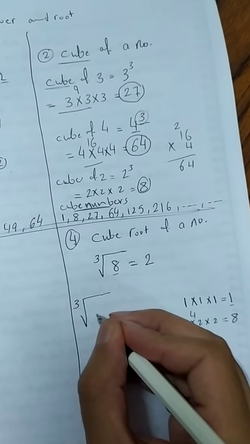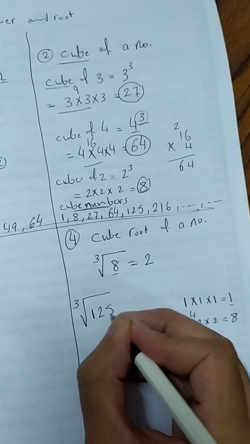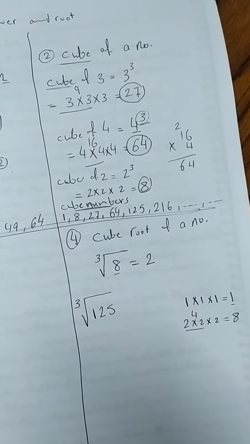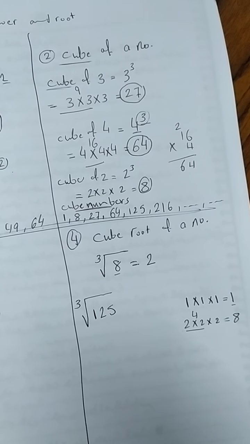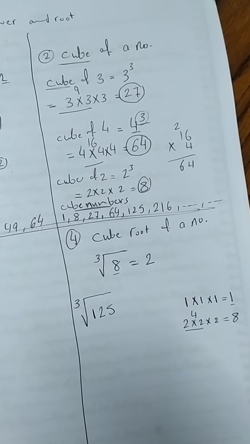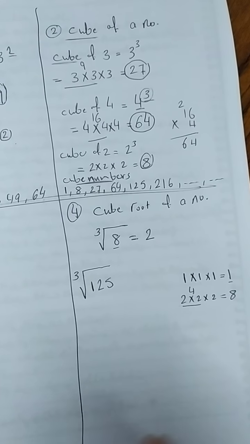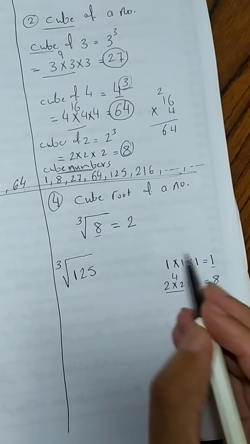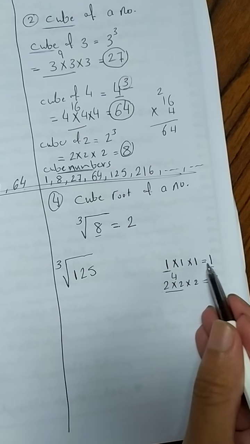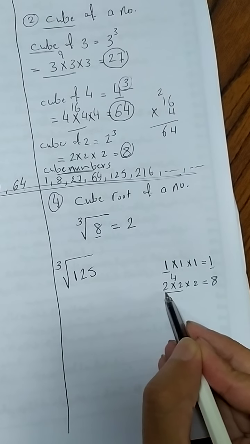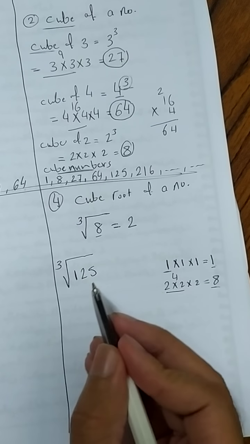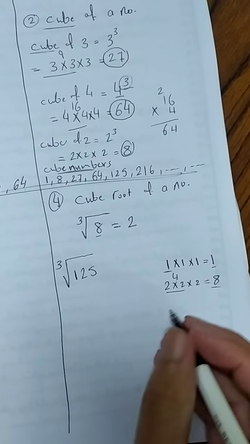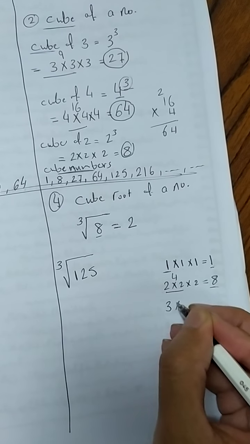I want you to get the cube root of 125. So when I ask you about the cube root of 125, it means I'm asking you about a number that if I multiply by itself 3 times, I'll get 125. So what is this number? Let's continue here. We know that it's not 1 because 1 times 1 times 1 equals 1. It's not 2 because 2 times 2 times 2 equals 8. Let's move to the next step.